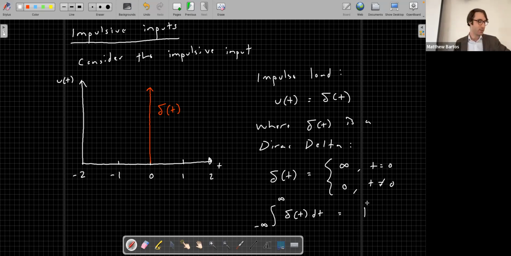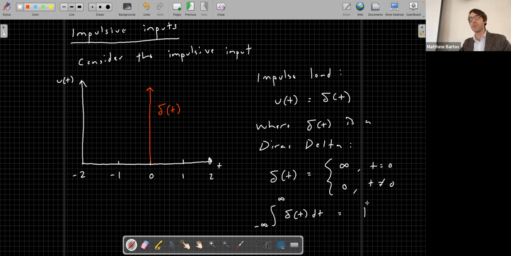Okay, are there any questions on the Dirac delta before I move forward? I know this can kind of be an abstract concept and hard to think about. Any questions about this function before I move on?